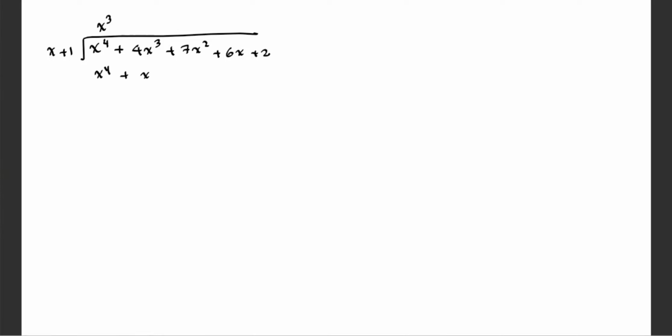You can use long division, x to the power 4. I prefer to use the long division. You can use the division algorithm and solve the same thing. x to the power 4 plus 4x to the power 3 plus 7x to the power 2 plus 6x plus 2. You divide this whole thing by x plus 1. x to the power 3, here x to the power 4 plus x to the power 3. 4 minus 1 is 3x to the power 3, plus 7, 6 and 2. 3x to the power 2.